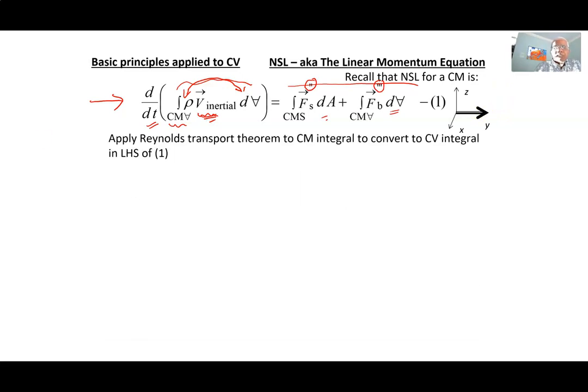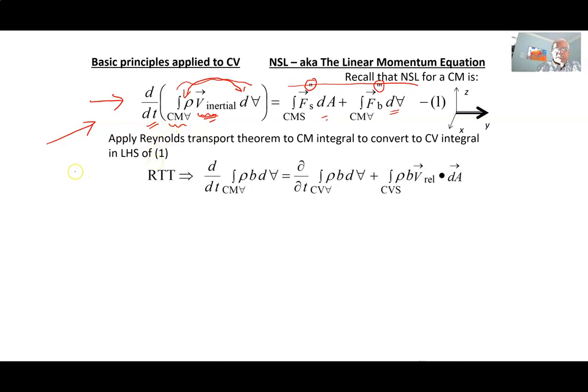If you apply Reynolds transport theorem, so this is the time derivative of some quantity inside a control mass. I want to convert that to the time derivative of the same quantity, but now extended to a control volume, right? So in order to do this, we apply Reynolds transport theorem. If you recall, this is the time rate of change of the B stuff in my control mass. This is the time rate of change of B stuff in my control volume, plus the net outflow minus inflow of the B across the control surface, right?